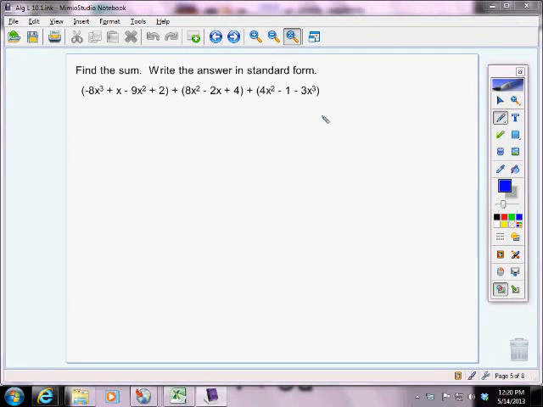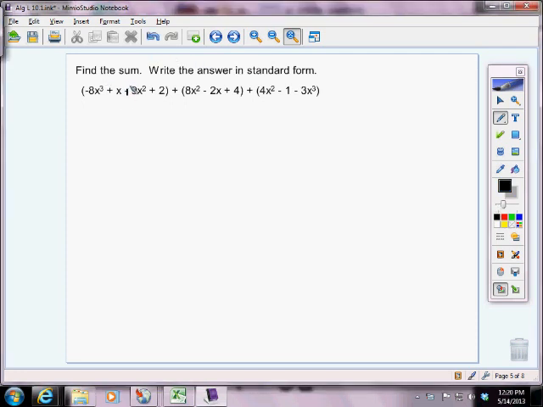When adding polynomials, basically what we're doing is we are combining like terms. And we need to keep in mind that like terms have identical variable parts. So if you look at this problem here, it says find the sum, write your answer in standard form. The first thing we should do always, ladies and gentlemen, is change all subtraction to addition.